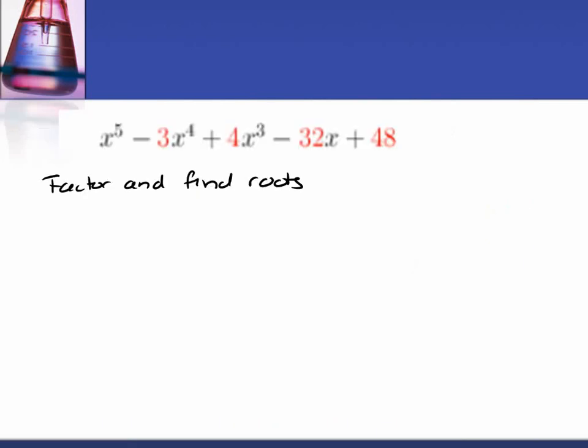Okay, this is factor and find the roots, but it has more than one root. Most of the ones that are from your textbook have really nice roots, so you can figure out when you've made a mistake or not, because this should look very nice.